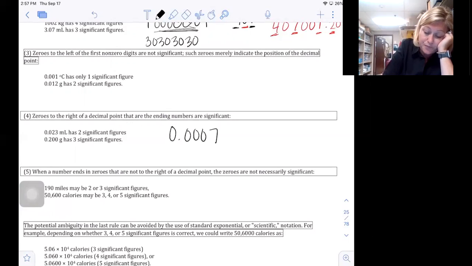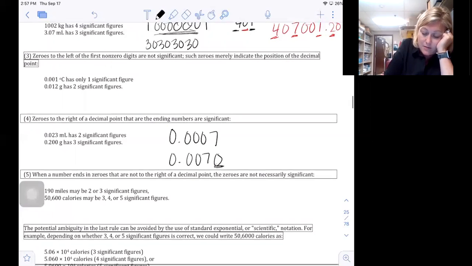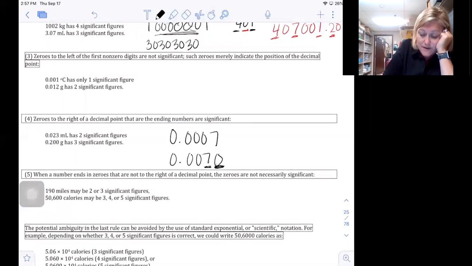So watch. If I have 0.0070, because I have this decimal, and because the last digit is a 0, that makes that 0 significant. And then we know the 7 is significant. So this number has 2 significant figures. How many does this one have above?